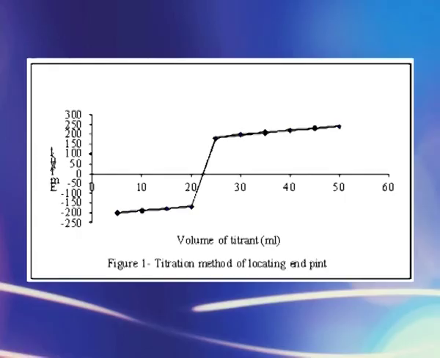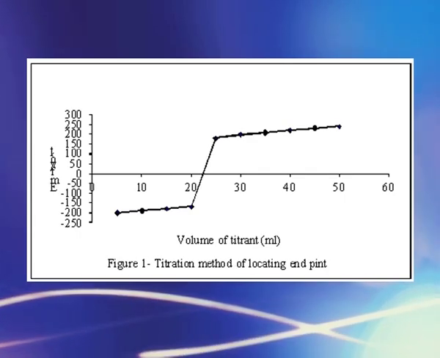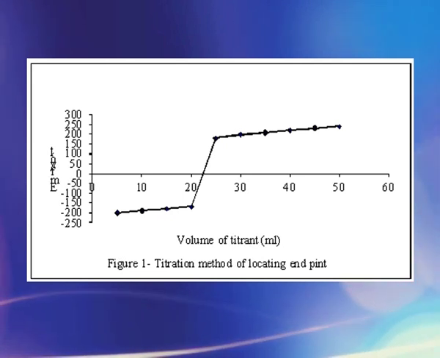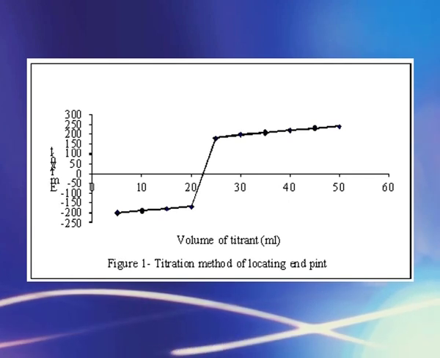The central portion of this curve, the steeply rising portion, corresponds to the volume for the end point of the titration. When there is a small potential change at the end point, like in the titration of a weak acid with a strong base, or titration of very dilute solutions, it is difficult to locate the end point by this method. Friends, here you can see Figure 1, which represents the titration curve method of locating the end point.